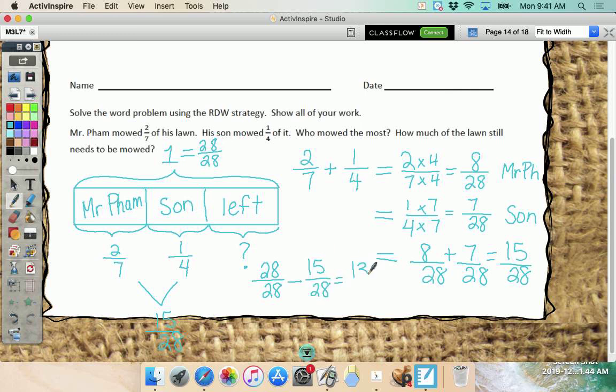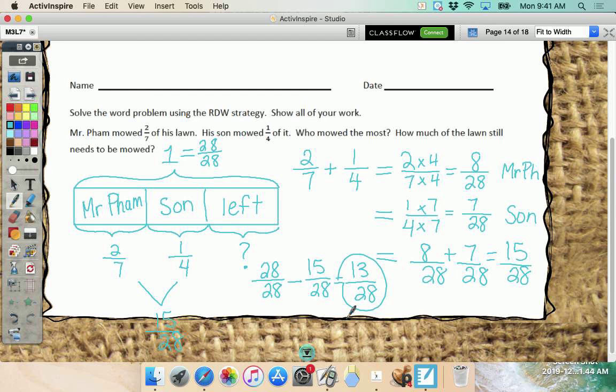So how much of the lawn is left to mow? 13. And who mowed the most? Mr. Pham. Okay. And I really thought 1/4 might be more, but I was wrong.